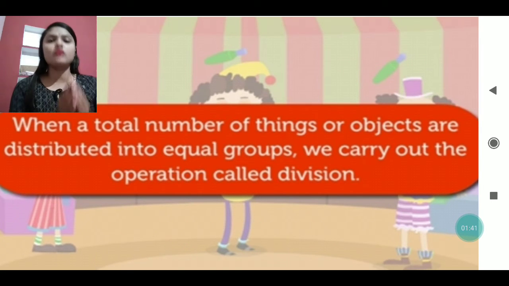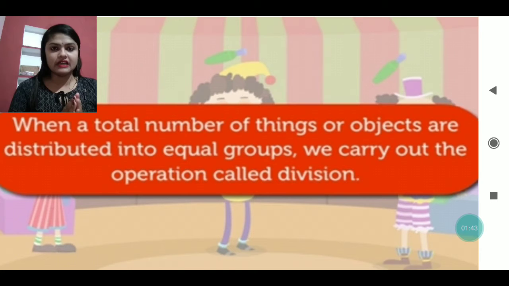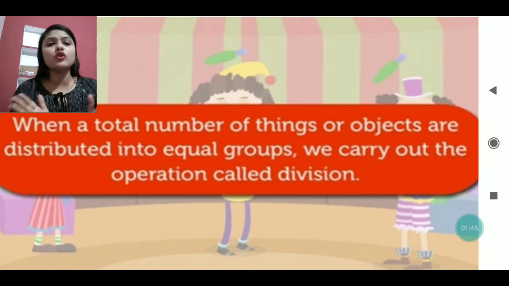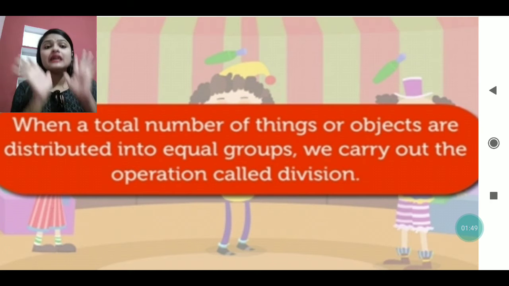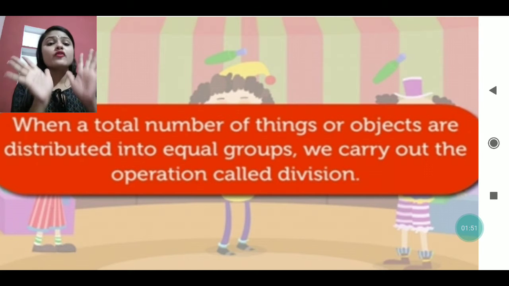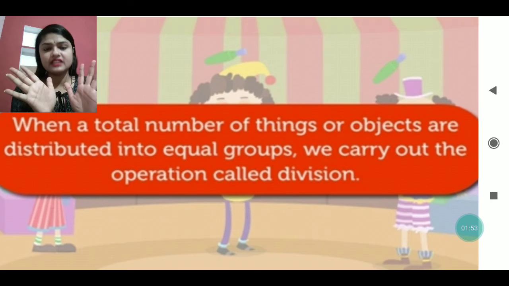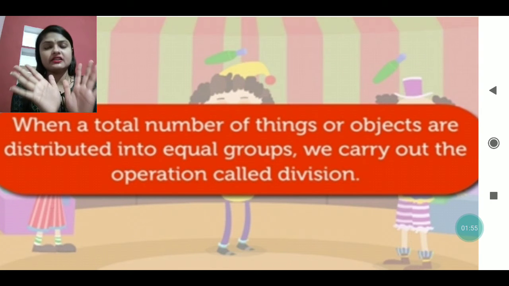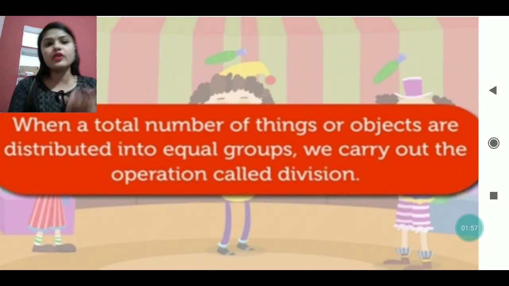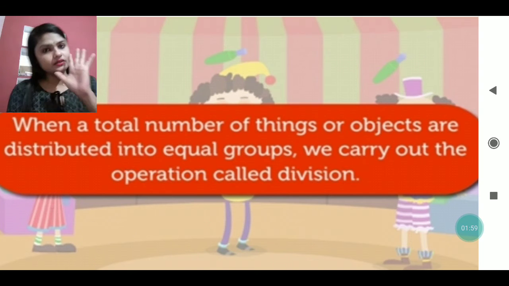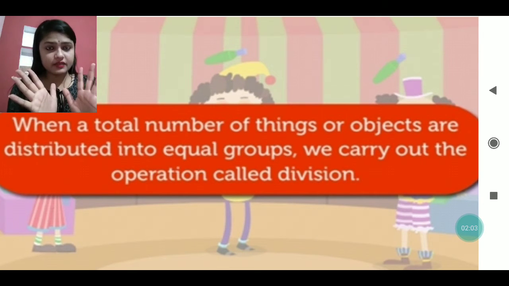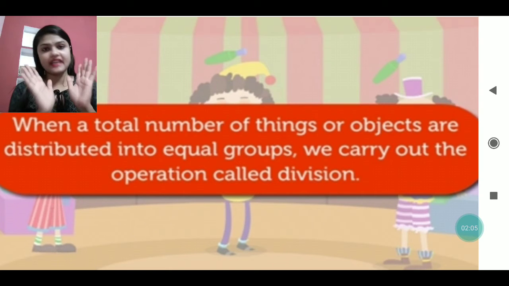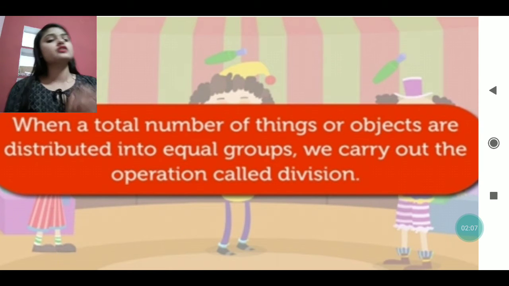When a total number of things, suppose, my dear, I am just giving one example. Suppose I have 10 chocolates with me. How many? 10 chocolates. From those 10 chocolates, I have to distribute them between 5 students. How many students? 5 students.